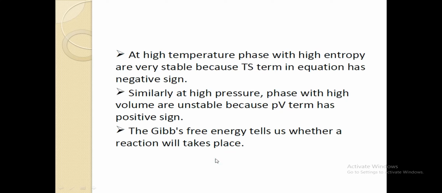At high temperature, phases with high entropy are very stable because the TS term in the equation has a negative sign. Similarly, at high pressure, phases with high volume are unstable because the PV term has a positive sign. The Gibbs free energy tells us whether a reaction will take place.